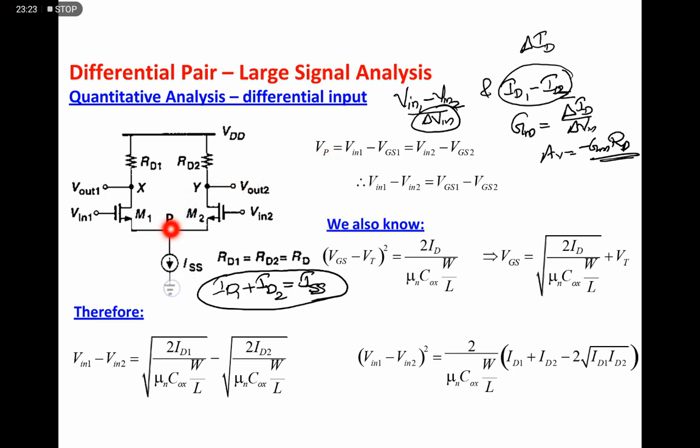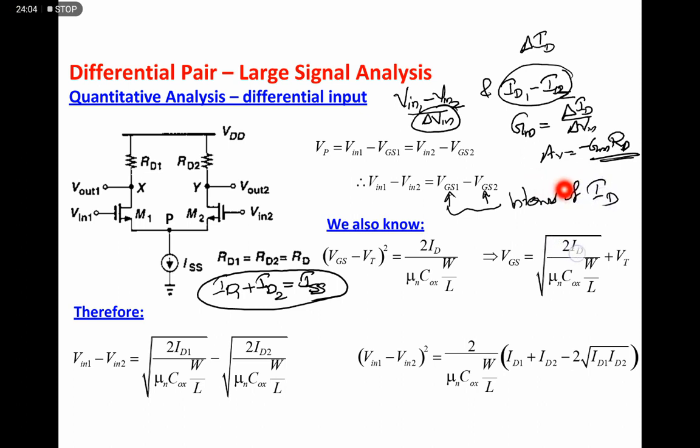Here also we are considering the point P. When we apply Kirchhoff's voltage law, we get V in 1 minus VGS1 is VP, or V in 2 minus VGS2 is VP. From that we can conclude that V in 1 minus V in 2 is VGS1 minus VGS2. And we already developed an equation for VGS1 and VGS2 in terms of ID using the drain current equation.